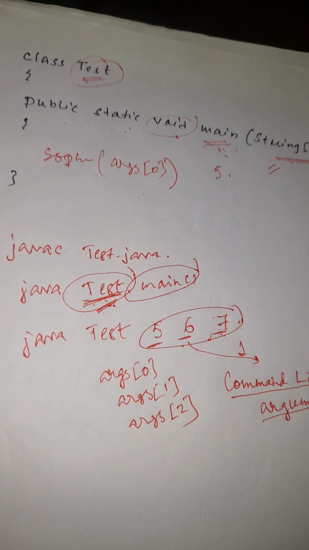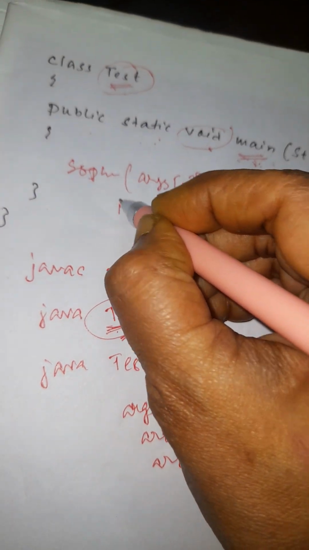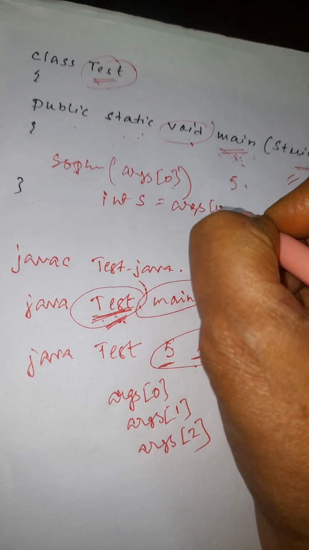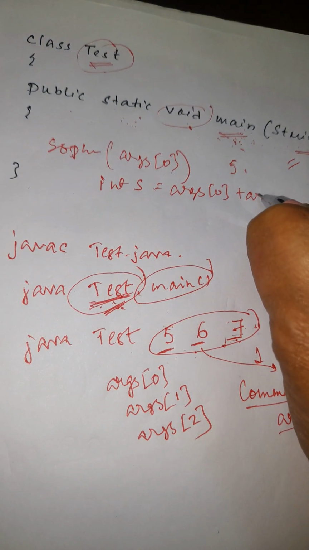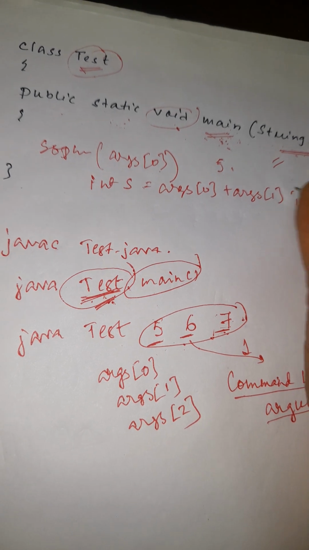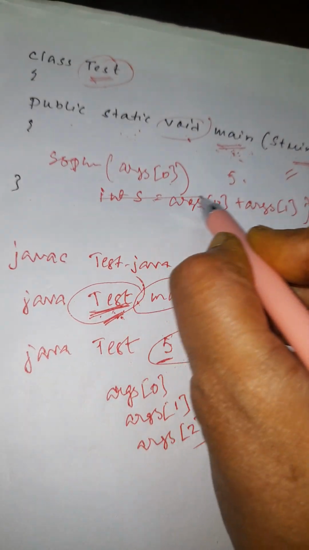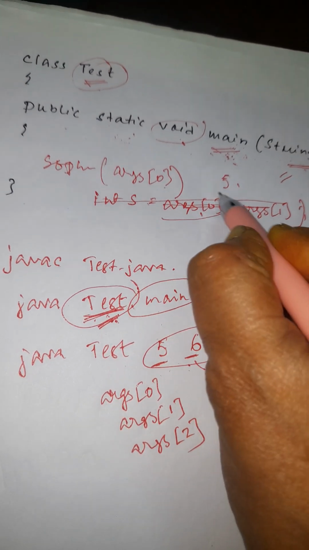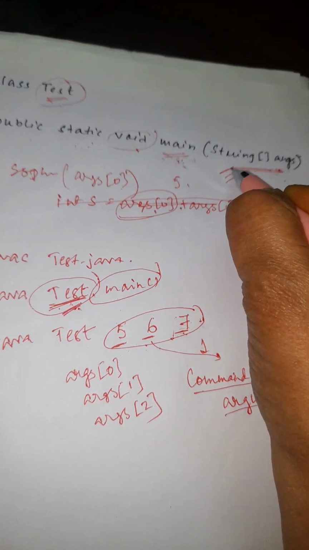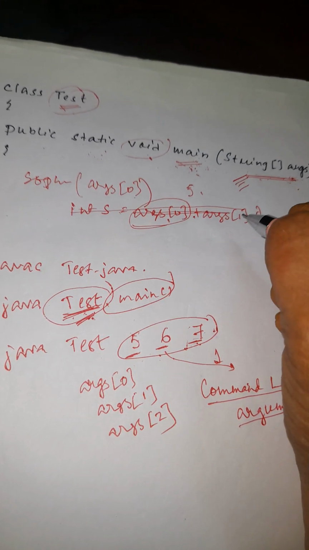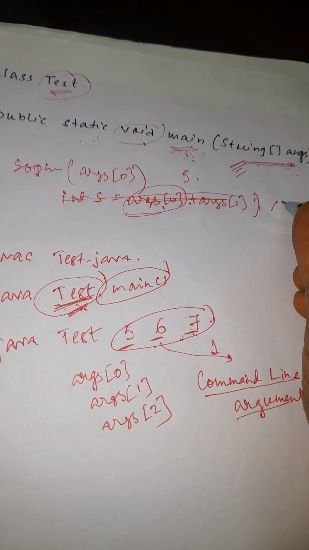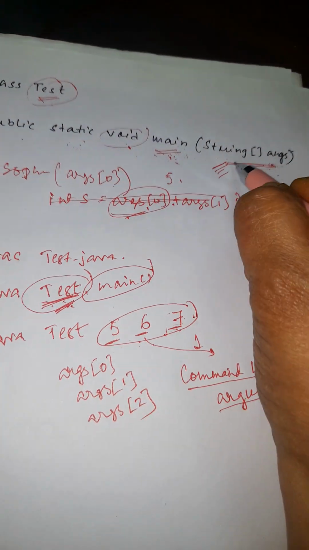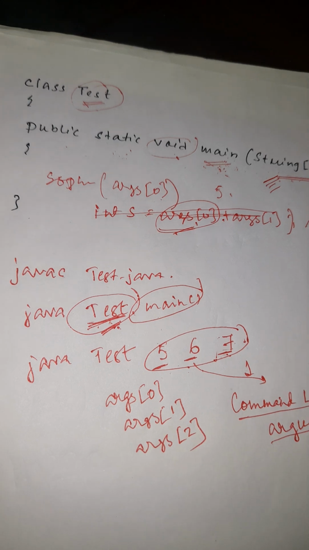If you want to do a summation, maybe I have one integer variable s equal to args[0] plus args[1]. If you want to do, you can do like this. Sorry, this one is not possible. Why is this not possible? The args is a string type of array. Clear? I intentionally did this. This is not possible; it generates an error. Why? Because these values are of string type, so you have to convert them into integers.